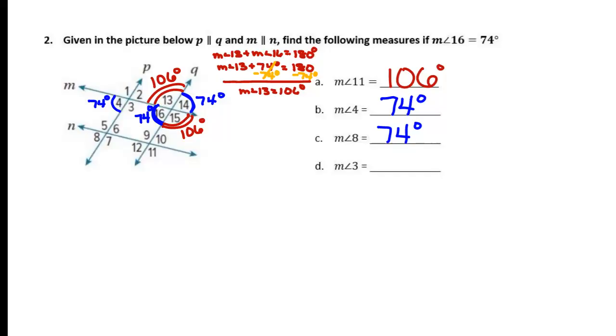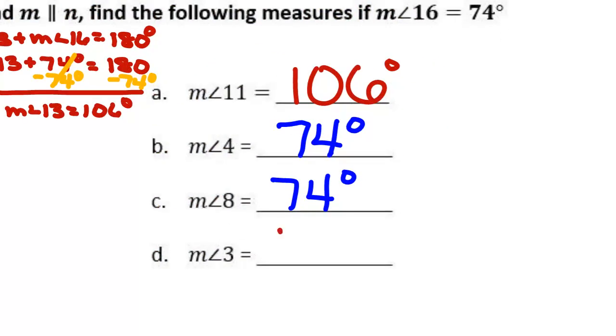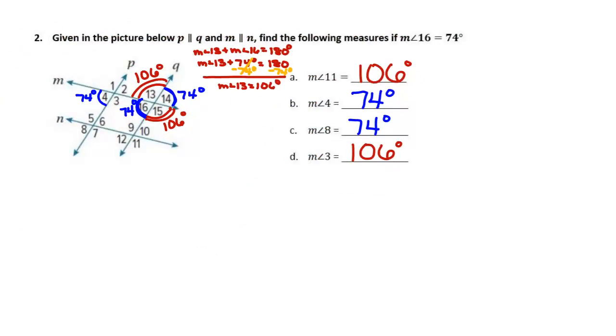Angle 3, right here. Well, what's the relationship between 3 and 4? Linear pair. What do we know about linear pair angles? They add to 180, so how big is angle 3? 106 degrees, yes. Perfect. What else would you guys like to see? Yes. Number 3, absolutely we can go do number 3 next.